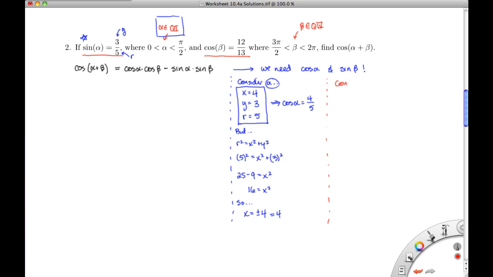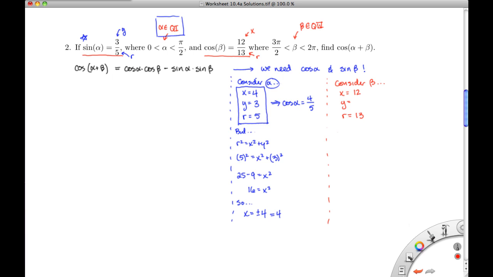So if we consider beta, and we want to find x, y, and r, we look at what we have. We have the cosine of beta. So we know that since cosine is x over r, our x is 12, our r is 13. So x is 12, r is 13. So now we need our y.